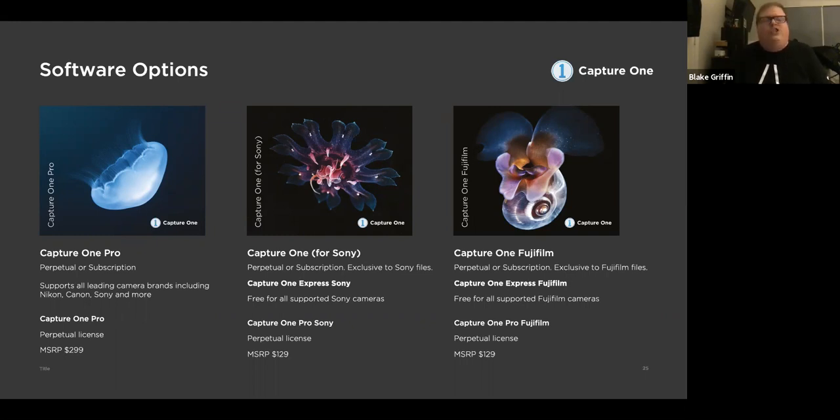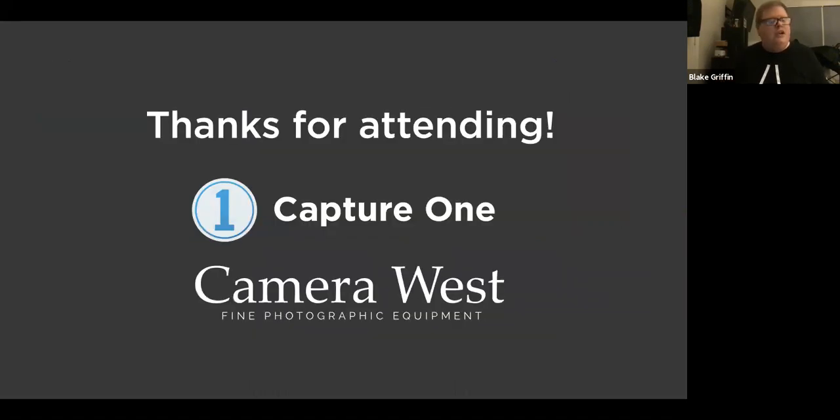I'm a Sony shooter, so pretty much I stick with the Sony version for the most part as I'm going along. MSRP for the license of Capture One Pro is $299, and Sony and Fuji are $129 respectively in this case. And of course, that's the option for a perpetual license where you are able to purchase it and maintain and upgrade the software as you see fit. We do have subscription options as well if that's a little bit more your style. So that's pretty much the overall gist of what we have today, and sort of giving you a taste of what I think makes Capture One an awesome program.